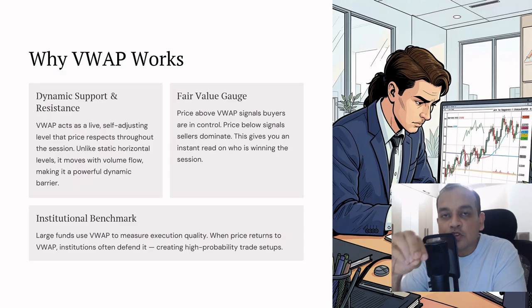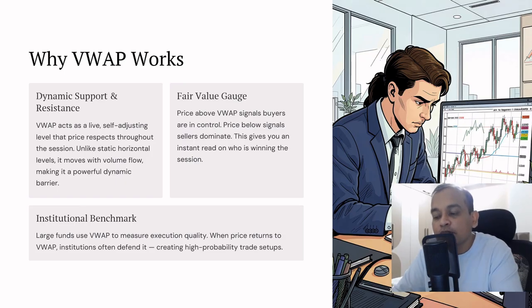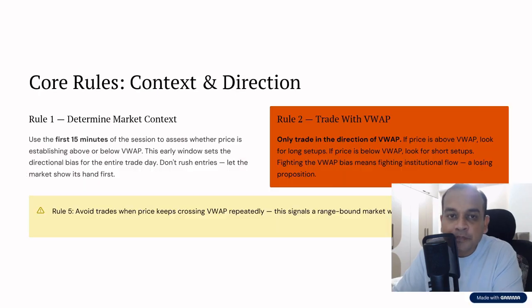It is an institutional benchmark. Large fund houses use VWAP to measure execution quality. When price returns to VWAP, institutions often defend it, creating high probability trade setups. When you are following this strategy, make sure you do paper testing for a few days, and only then implement it. Do probably 10 sessions of paper trading with strict risk management, and then implement it.